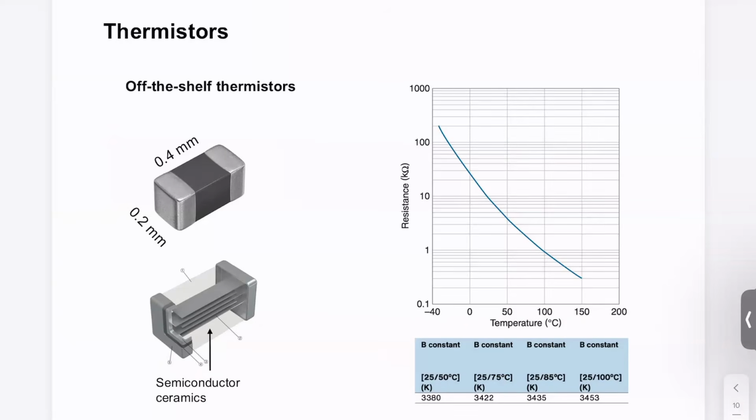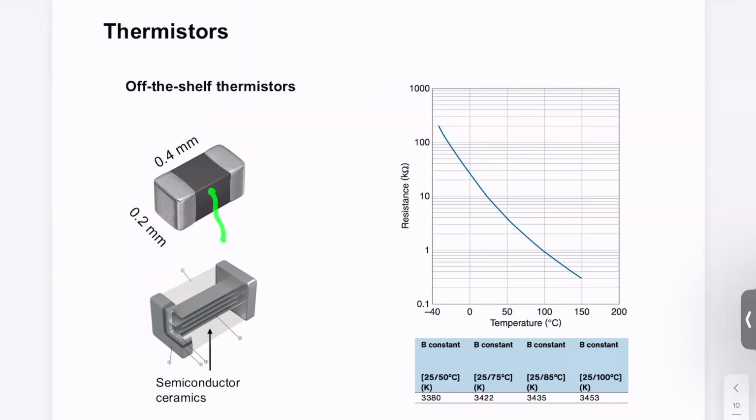Luckily, we don't need to microfabricate our own thermistors. We have off-the-shelf thermistors that we can buy. I'm showing a picture of a component here. What is this component? If you have ever soldered, where do you see this? Looks like a transistor. It's a two-terminal device. You will see this in your lab 5. So this is a resistor. When you see a tiny black component, it is most likely a resistor.